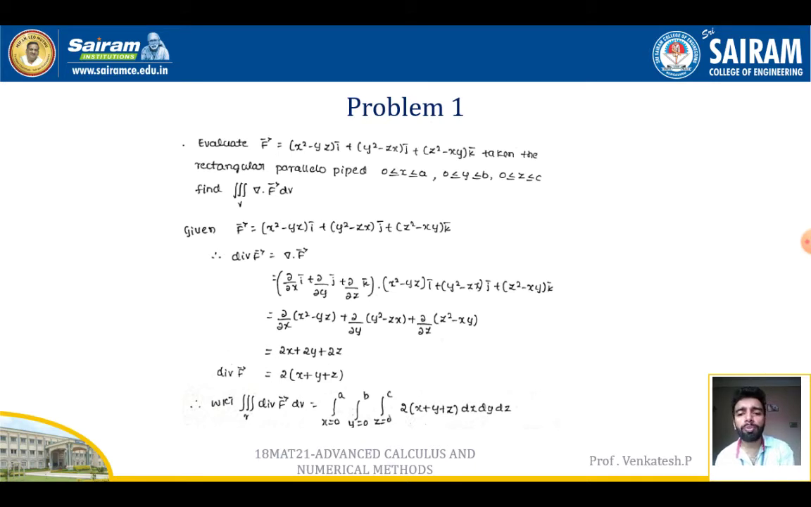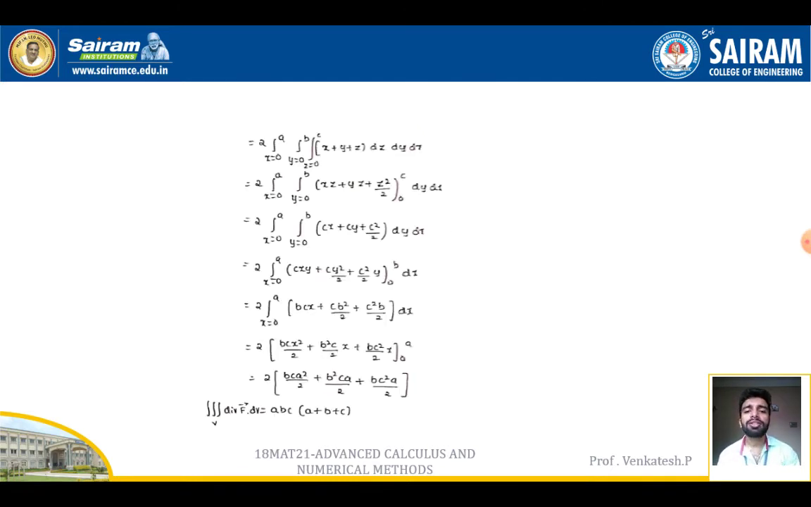So now I am going to incorporate this div f value in the formula of the triple integral. Therefore the triple integral of div f dV is equal to the integration x varies from 0 to a, y varies from 0 to b, z varies from 0 to c, of 2 times (x plus y plus z) dx dy dz. Now I want to expand this triple integral. Since all the limits are constants, we can integrate in whatever order we want. Here I am going to integrate first with respect to z. Taking the constant 2 outside, integration x from 0 to a, y from 0 to b, z from 0 to c, of (x plus y plus z) dz dy dx.